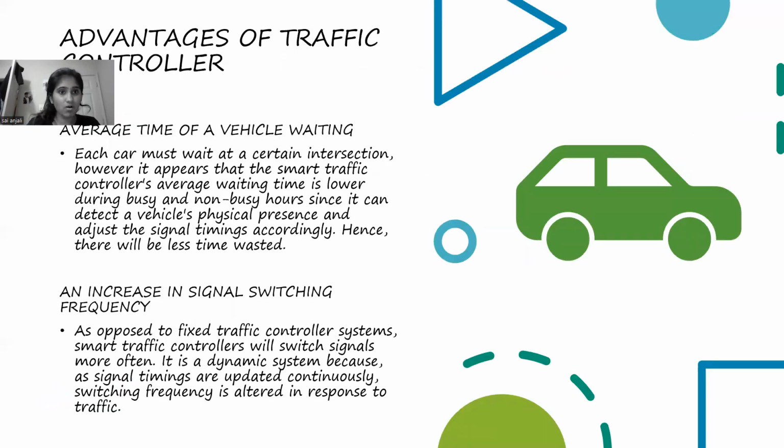A few examples or advantages of the traffic controller are average waiting time of vehicles. Suppose a vehicle is waiting at a junction and three other vehicles are waiting at three different junctions, and the estimated time is given by the user. Hence, the traffic controller light will decide which vehicle has to be passed first and which has to wait for a long time.